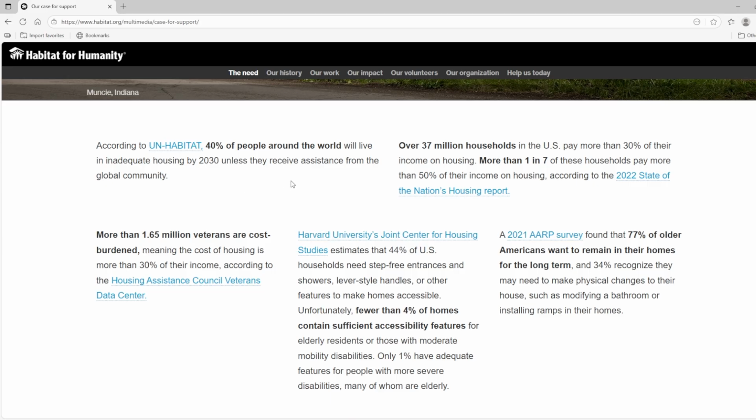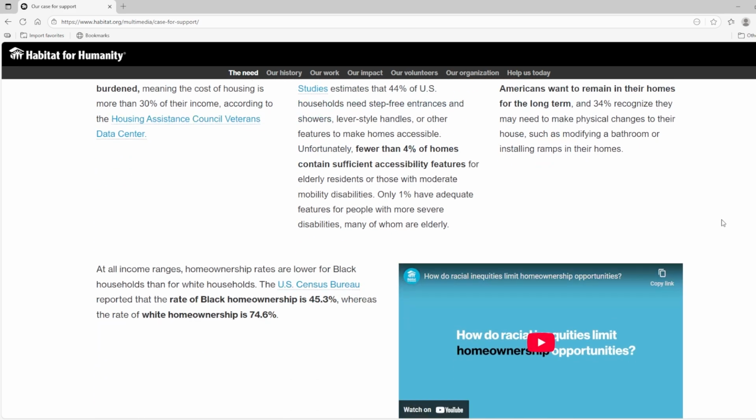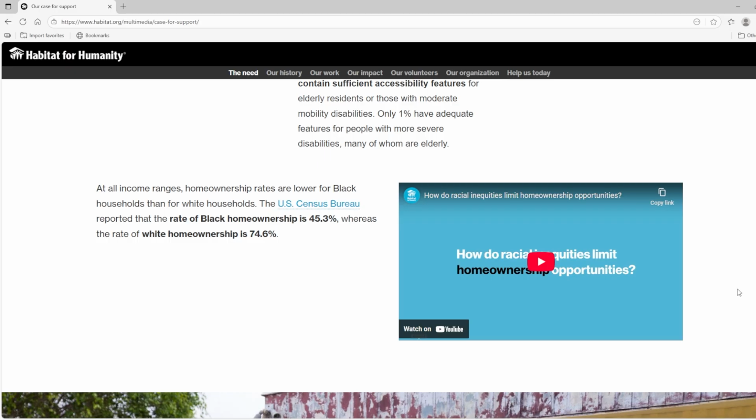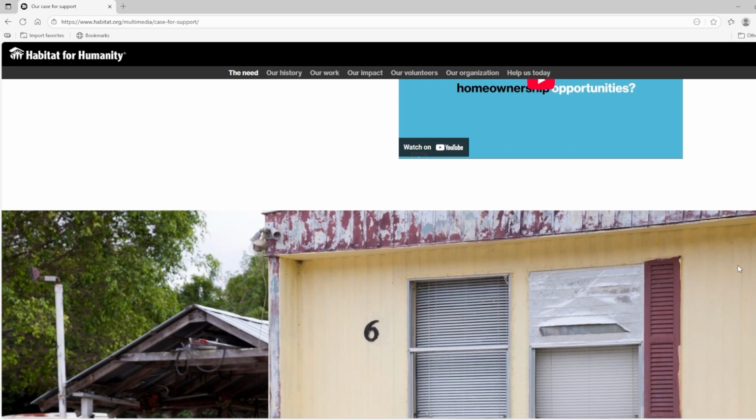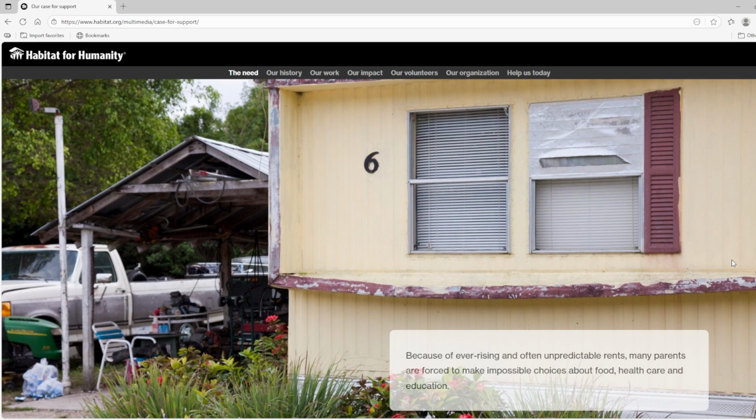So they offer some more here. They talk about how 37 million households in the US pay more than 30% of their income on housing, which, as we know, is the threshold for whether housing is affordable. So they share all these stats. They even have a video. I'm not going to click that because I don't want the sound to disrupt what I'm sharing here, but you can take a look too.